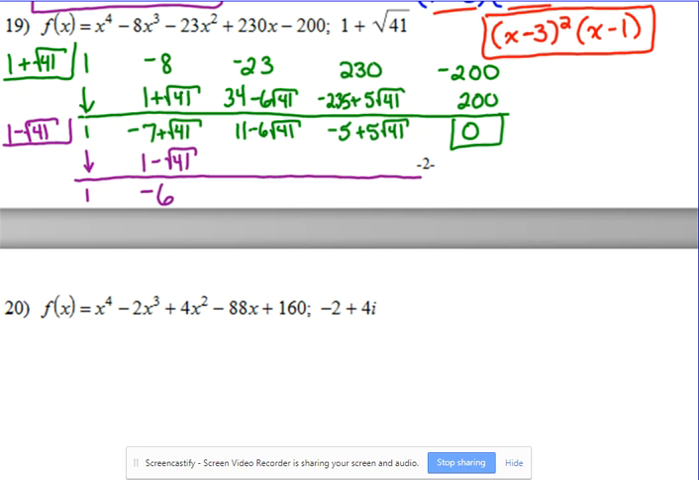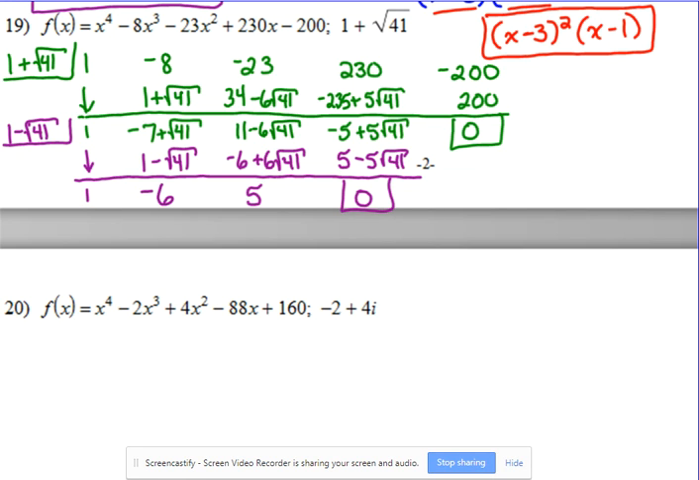Okay, so then we multiply. Negative 6 times 1 is negative 6. Negative 6 times negative square root of 41 is positive 6 square roots of 41. It cancels again, so 11 minus 6 is 5. 5 times 1 minus the square root of 41 is 5 minus 5 square roots of 41. Guess what? All that cancels. See, that one wasn't as bad. You just had to do the tough one once.